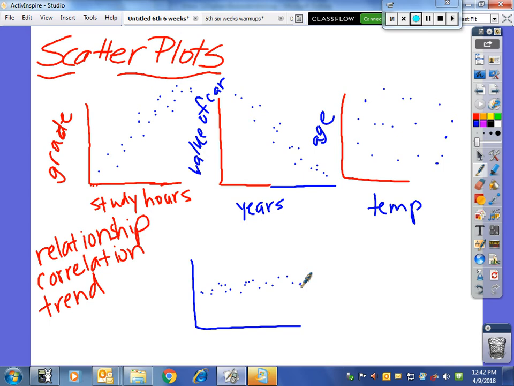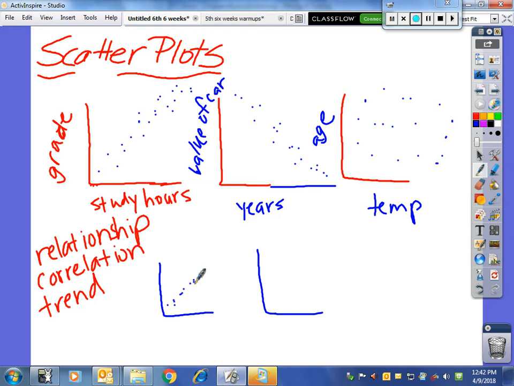Now, another thing that they ask you to do this year is to talk about how strong a correlation is. Sometimes they give you a picture. Let's say we have a positive correlation. I'm going to draw two different positive correlations. Which one do you think is stronger? Yes. The closer the dots are together, the stronger the correlation is. This would be a strong positive. This would be a weak positive. And the same thing can happen with negative correlations. The tighter the data is together, the stronger the correlation.